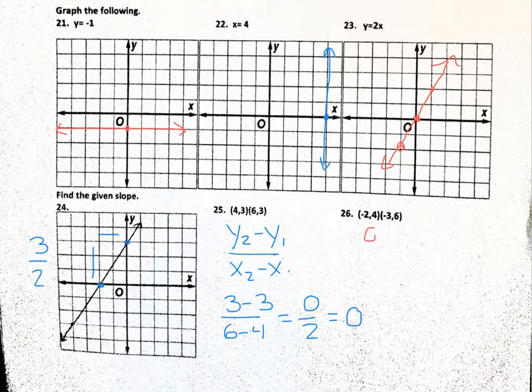Same thing with this one. I'm going to have 6 minus 4 over negative 3 minus a negative 2. Be careful so that you don't lose that negative there. So if I do that, I'm going to get 2 over, these become pluses, so I'm going to get over negative 1. You need to reduce this to negative 2.